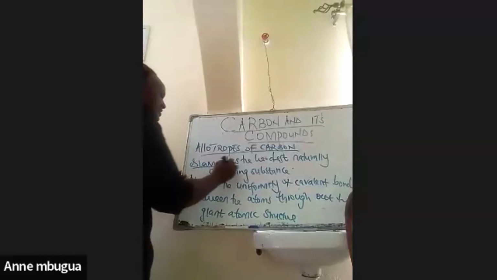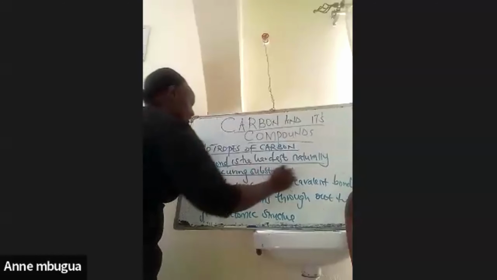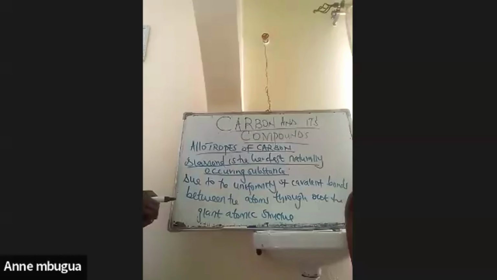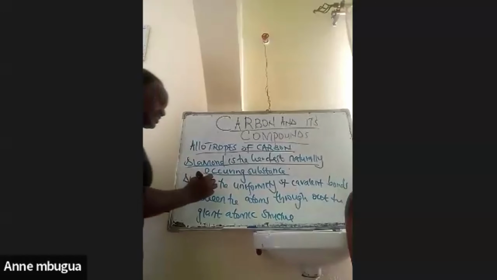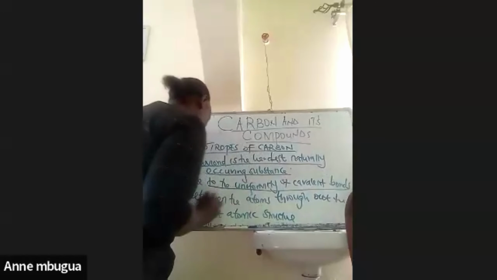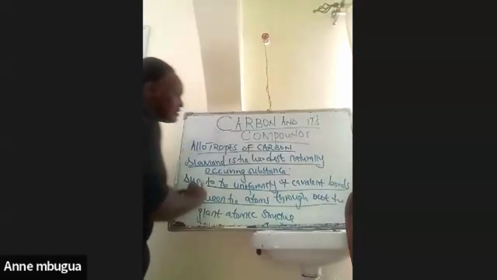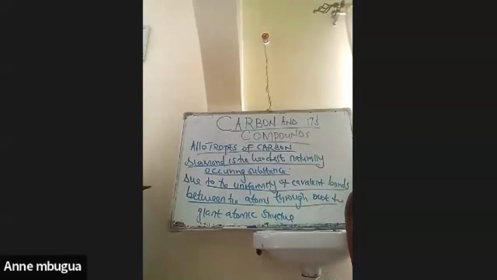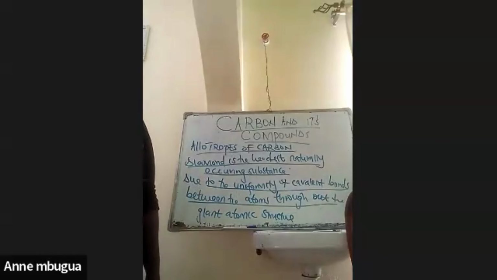That's why it is the hardest naturally occurring substance. In terms of structure and bonding, explain why: the uniformity of covalent bonds between the atoms throughout the structure.